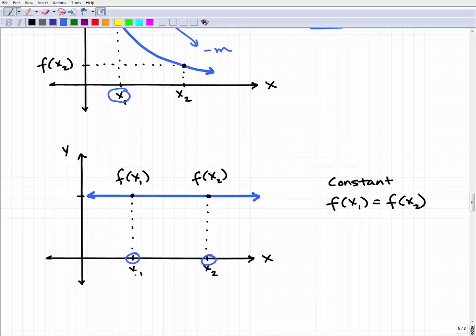So x sub 1, if you plug that into your function, you get this value, and then we have a different x value in that interval, and we get the exact same y value, then you have a constant scenario. Again, you can think of this as a line that has a zero slope. In other words, it's flat. So we would describe this as a function that is constant.